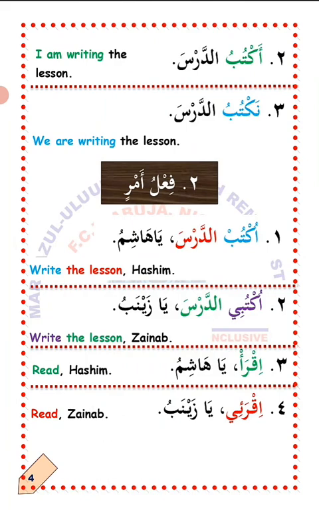So when we now say Aktubu Darsa, I am writing the lesson. Who is writing? I am the one. And the part of the verb that represents me as the doer is the Hamza. So the doer is hidden inside the verb. So Darsa is not the doer. That is why the last letter is not taking Dhamma and it is taking Fatha, because it is the sufferer of the action of writing from me. So I am the doer, and the doer is hidden inside the verb aktub.